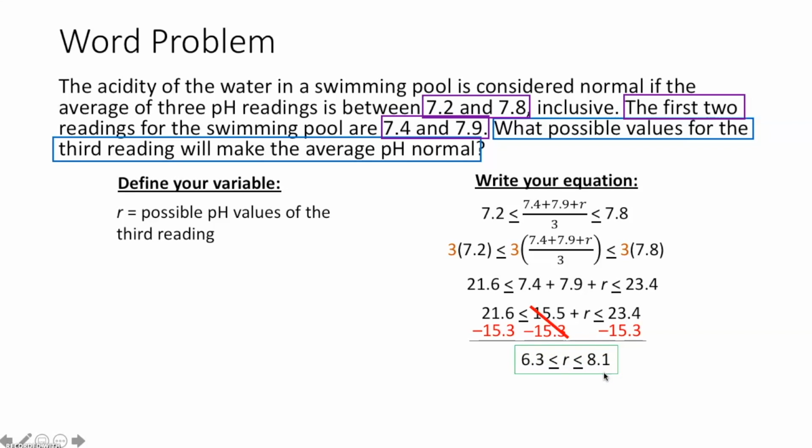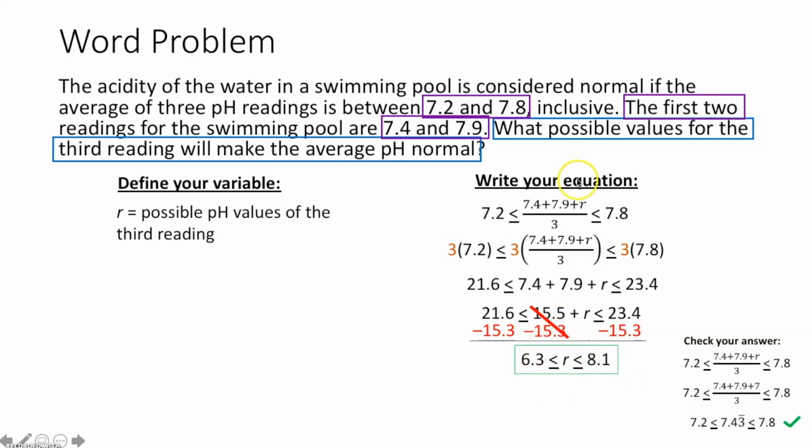Now, what does this mean? Well, first, let's check. Does this answer make sense? So if I were to plug in a value in here, let's say 7. If I plug in 7 for R, do I get an average that is between 7.2 and 7.8? Well, let's simplify this in our numerator and then divide it by 3, I get 7.43 repeating. Is that between 7.2 and 7.8? Yes, it is, so that checks out, meaning that this is our answer.